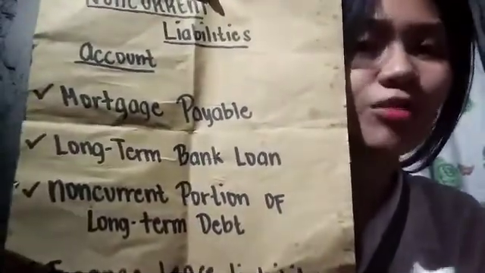So let's first tackle the mortgage payable. Mortgage payable represents the amount of long-term liability that is supported or backed up by collateral. So meaning you can also pay it by collateral. When you say collateral, it is something that you promise to give to someone if you cannot pay your debt. Collateral serves as a safety measure. It can be a land, a car, a house, or something that you have that can be used to pay your debt.